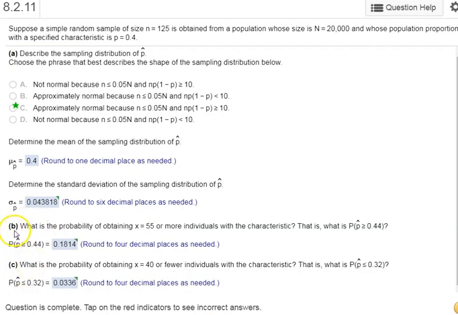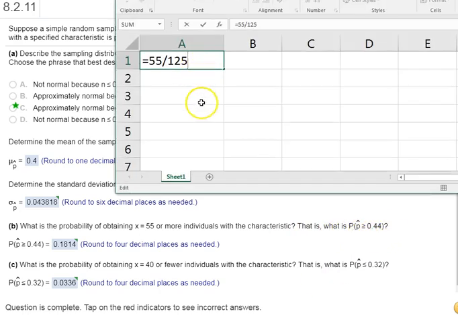And in part B here, it's asking what's the probability of in our sample having 55 or more individuals with this characteristic. And it paraphrases that. That is, what's the probability of getting a proportion back of 0.44 or greater? And the reason it says that is we're looking for 55 or more in our sample. The sample size was 125. And so 55 out of 125 is the proportion 0.44.